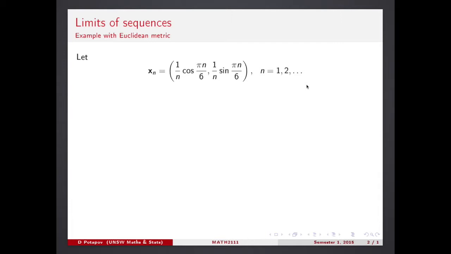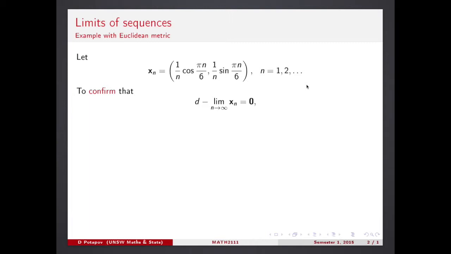Here's a very typical example. If I have a sequence like this, it's a sequence of points on a plane. If you look closely, you will realize it's just points spiraling into the origin. But that's irrelevant. I'd like to check that the d limit of this sequence is the origin, meaning that the limit with respect to the Euclidean metric of this sequence is the origin.